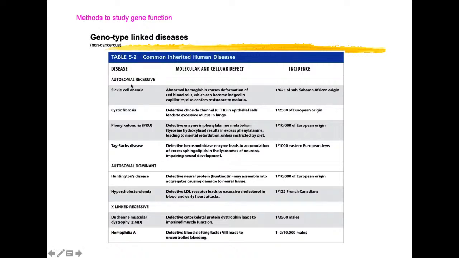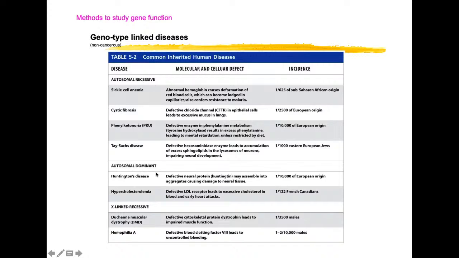So autosomal recessive diseases include sickle cell anemia, cystic fibrosis, phenylketonuria, and Tay-Sachs disease. These are all autosomal recessive diseases. The molecular and cellular defects include abnormal hemoglobin and defective chloride channels, so these have different cellular defect causes. They happen quite rarely, with an incidence of 1 in 625, 1 in 2,500, 1 in 10,000 in different European or sub-Saharan African areas. So these are all autosomal recessive.